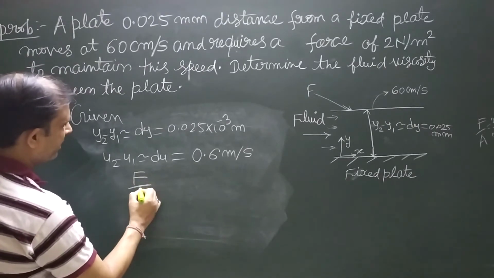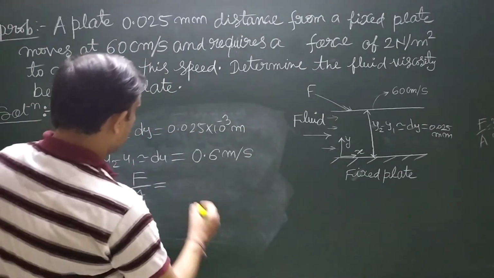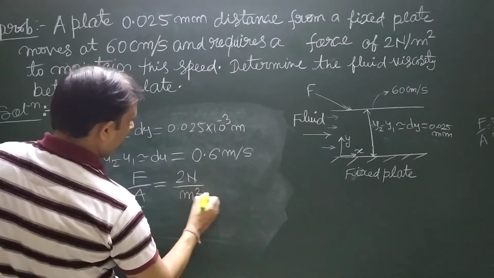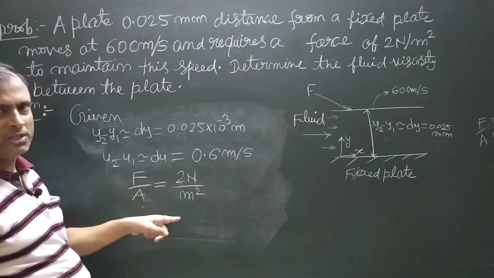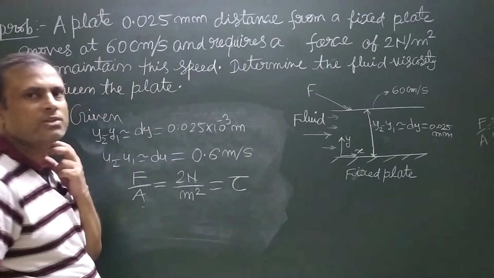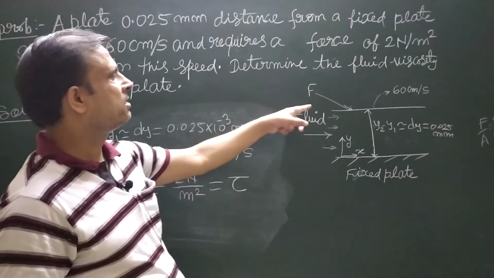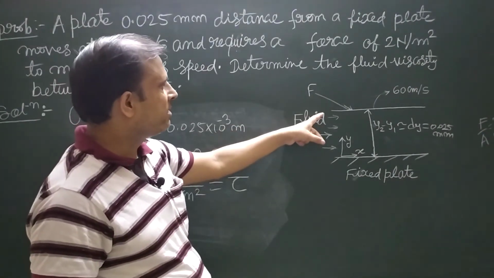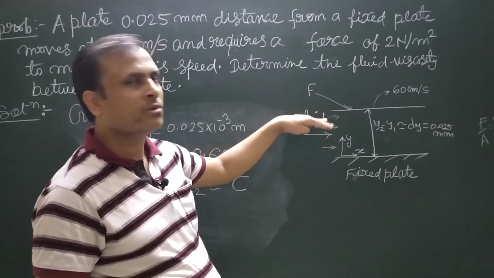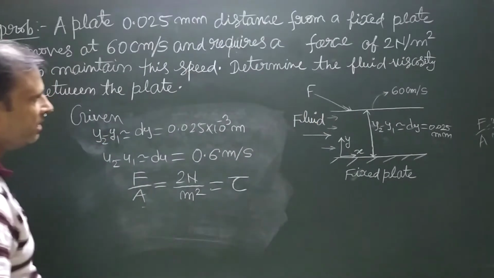Next, force per unit area is given. The force per unit area which is applied on this plate is 2 Newton per meter square. F by A, 2 Newton per meter square, equals tau, the shear stress which is acting on this plate. Shear stress also acts between the liquid layers. One liquid layer applies shear stress on another liquid layer, and that is known as liquid shear stress.